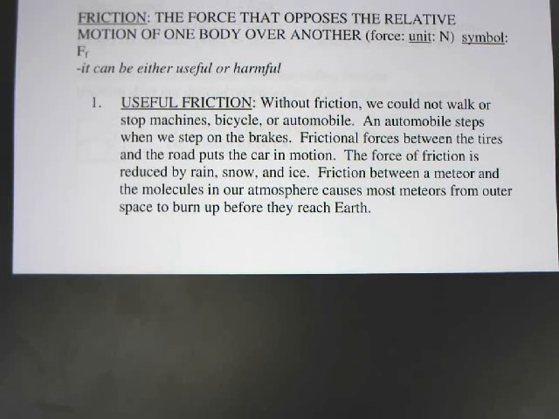All right, today we're going to talk about friction. Now, friction is a force, and all forces are measured in newtons. But again, there's all different types of forces. So friction is the force that opposes the relative motion of one body over another.